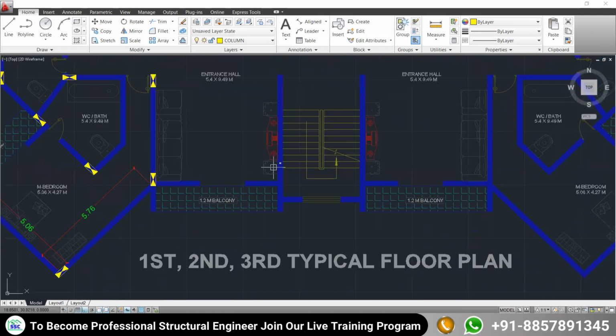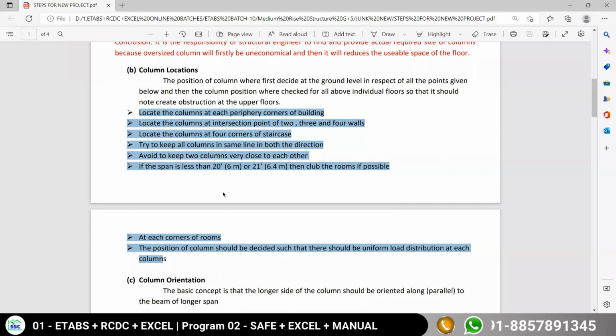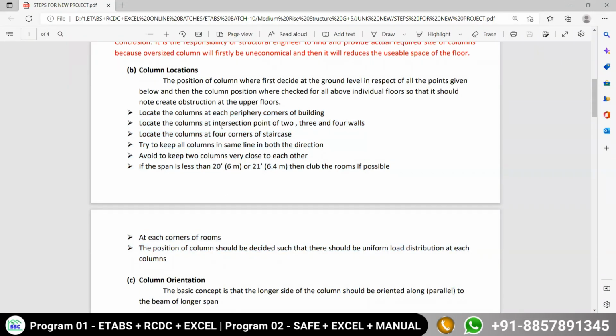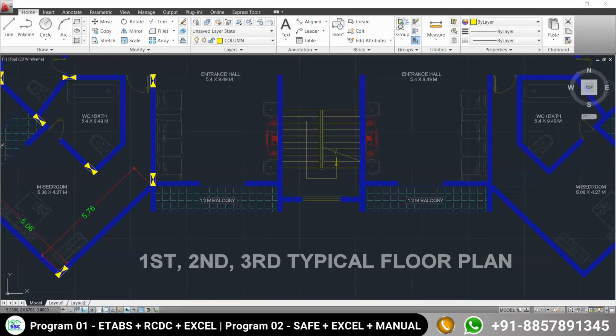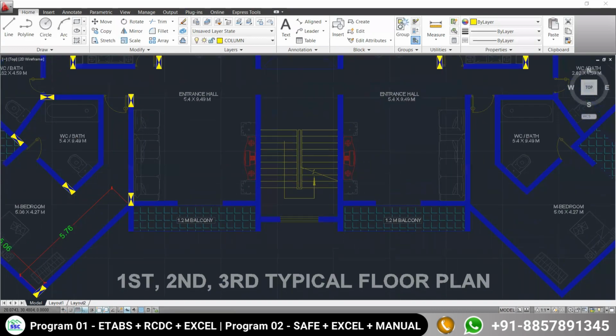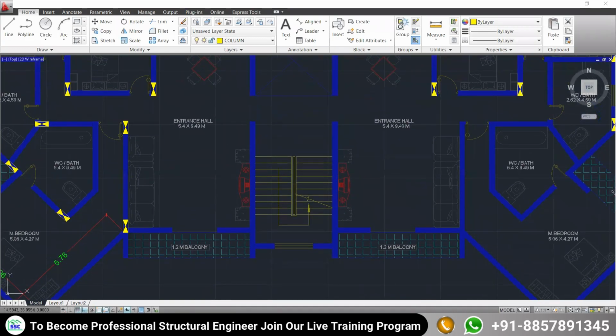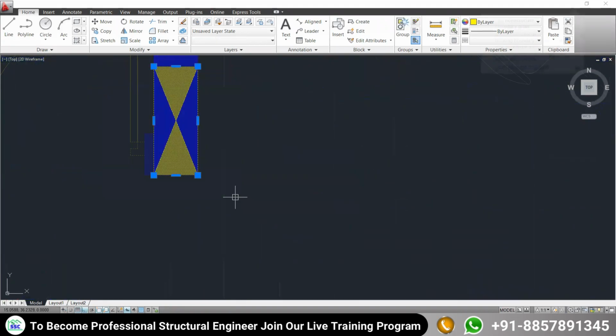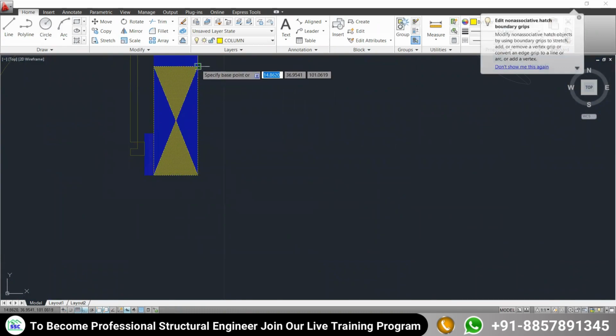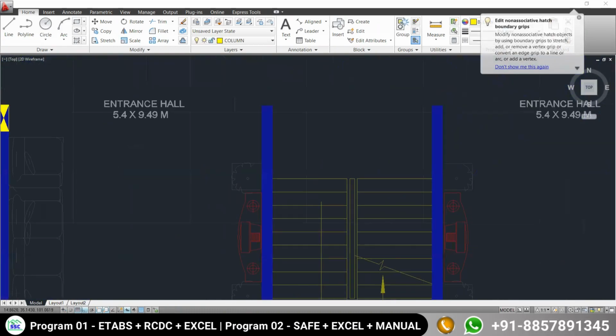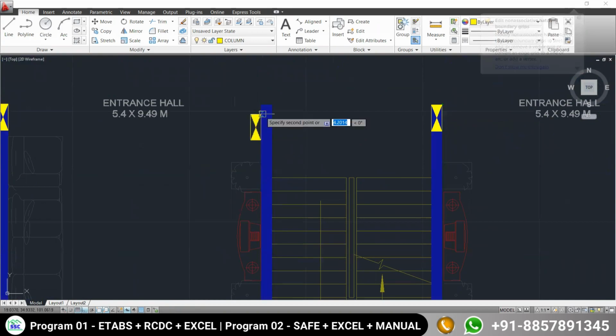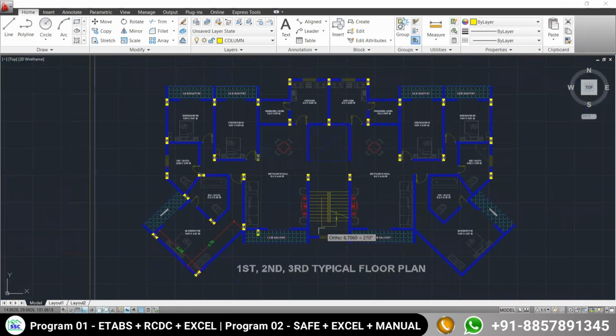Now, next and the most important and very important point we have learned in the last session: the column you have to provide at four corners of the staircase. At four corners of the staircase, you have to provide the column. Like I told you, from the start of the flight up to the end of the flight, you have to put your column. Yesterday, I explained this point. So what I'm going to do, I'm going to take the column from here. One column I'm going to take here, one column I'm going to take here.